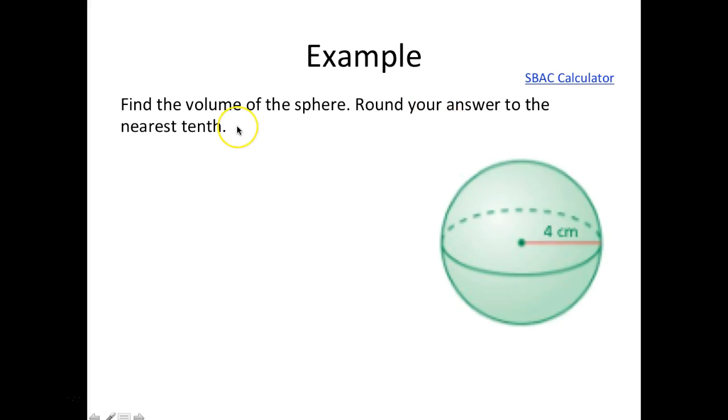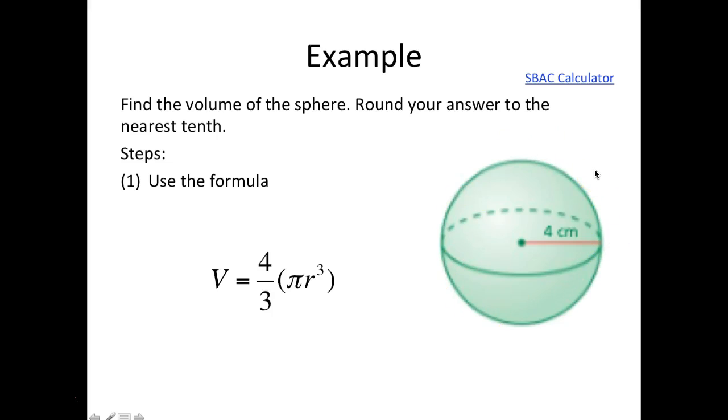So here's an example. We want to find the volume of this sphere, and then just like always, we want to make sure that we round our answer to the nearest tenth. So our steps, first of all, we're going to use the formula. So again, you want to think I'm using a sphere, so my formula is going to be volume equals 4/3 times pi r cubed.